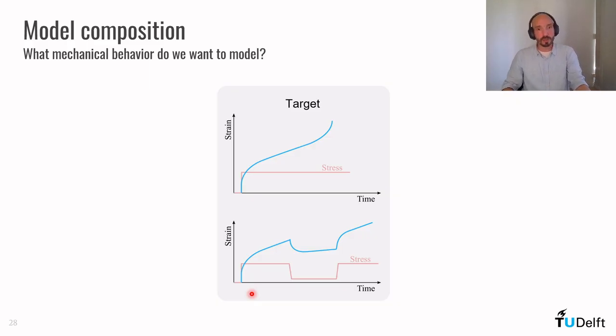So let's not forget our goal, what we have to model. What we want to model is transient creep, which is this first part here, steady state creep, which is this part, and tertiary creep, which is this part. And in addition to that, we want to model reverse transient creep. These are the behaviors that we want to describe with our constitutive model.